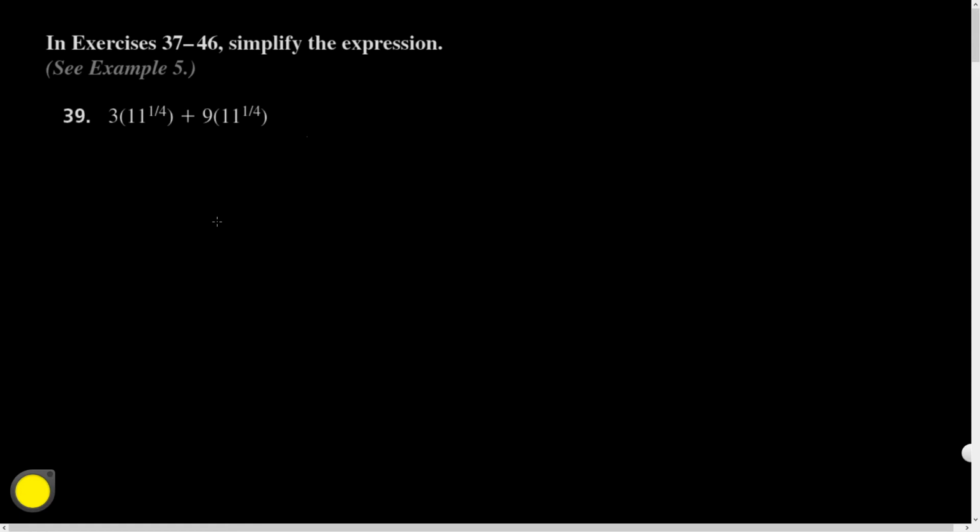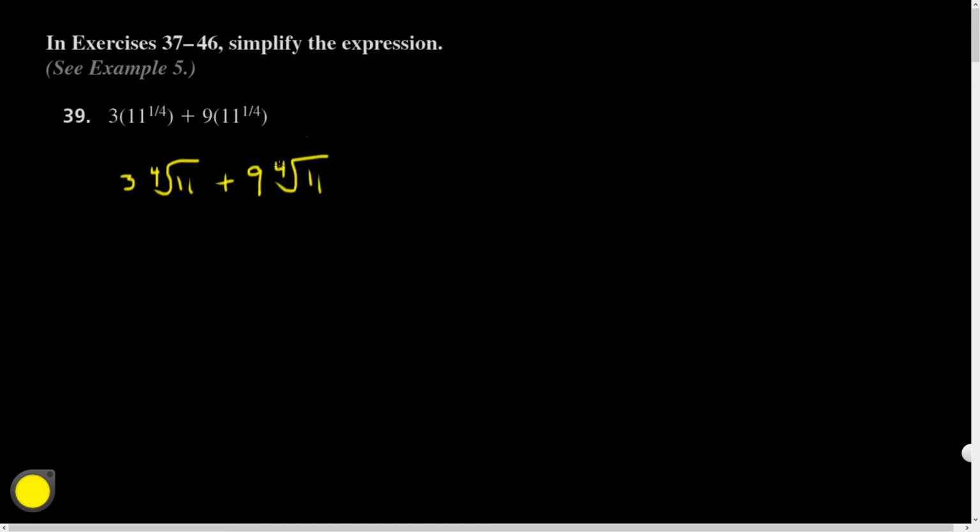We're going over the quest related to part 2 of properties of radicals. Let's take a gander at this, shall we? Simplify, combine like terms sort of thing. Let's rewrite this as 3 times the 4th root of 11 plus 9, times the 4th root of 11.